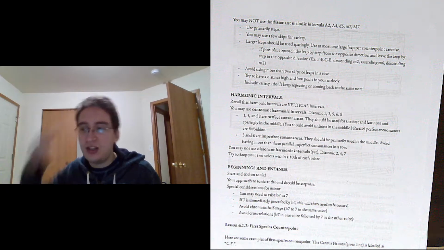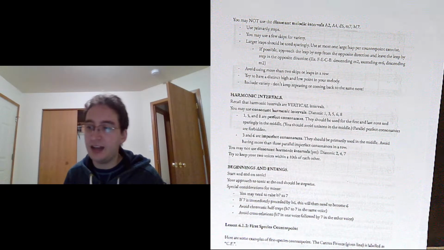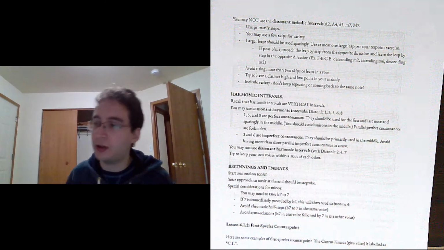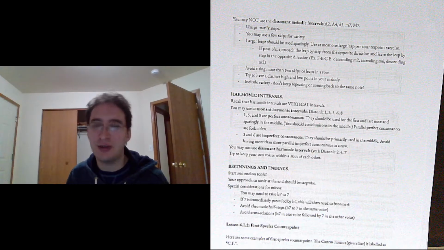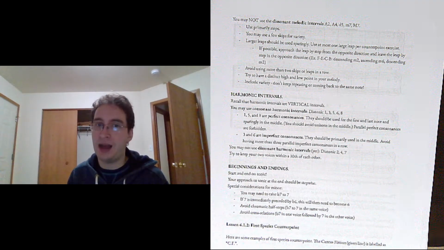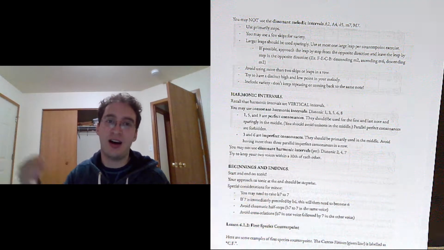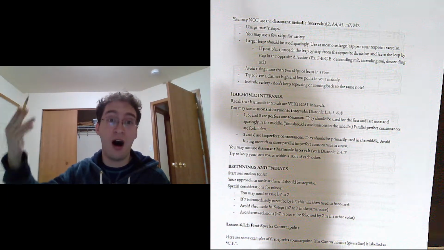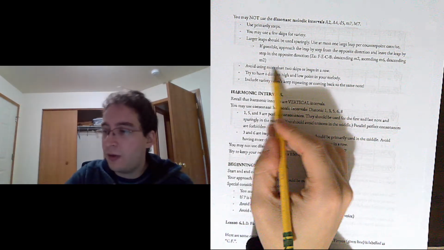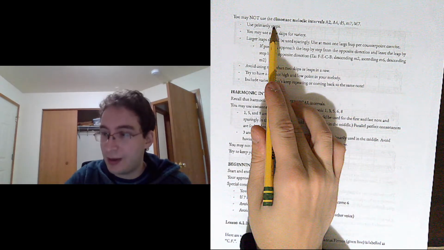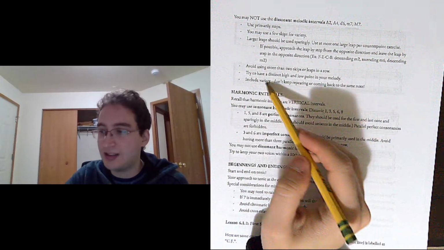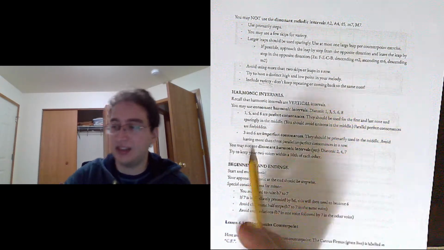So when you're writing melodies, you want to use primarily steps, few skips for variety. Larger leaps, not too many. It says here use at most one large leap per counterpoint exercise, maybe two depending on how long it is. And in general, you're going to want to approach it and leave it by step to balance that out. So like da da da da. So I approached it by step, left it by step. Avoid using more than two skips or leaps in a row, again, primarily stepwise. Try to have distinct high and low points, because that makes it more interesting, more fun to sing. Include variety, again, fun to sing.